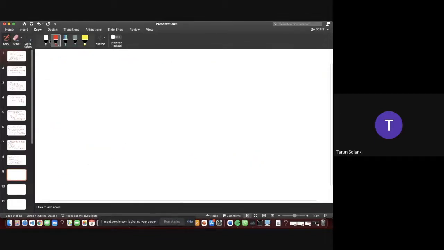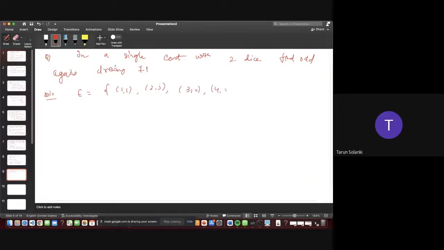So first let's look at one example. In a single cast with two dice, find the odds against drawing 7. Okay, so here the events are 1 is to 6, 2 is to 5, 3 is to 4, 4 is to 3, 5 is to 2, and 6 is to 1.